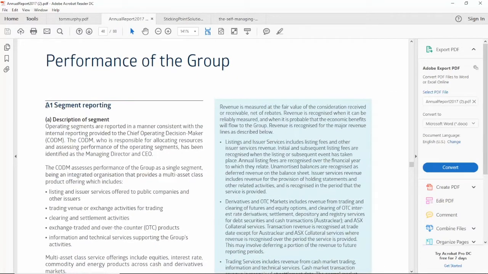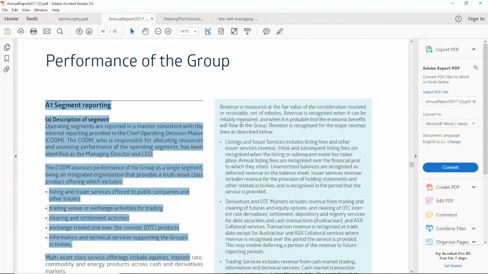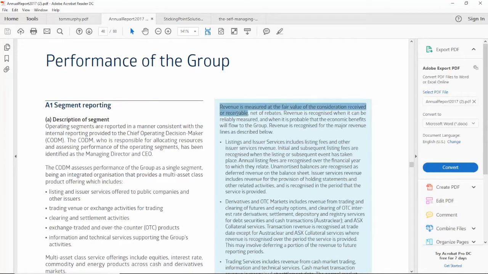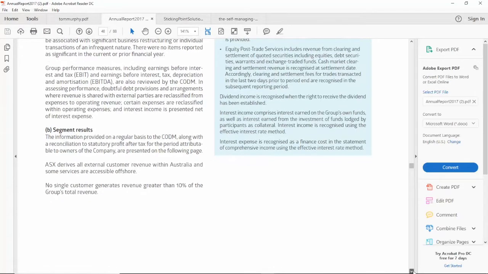And again, they're talking about the different segments, how they recognize revenue. And again, this is important, but after you get past this point where you see how they recognize revenue, then it's pretty much just talk after that point, not important talk even most of the time.